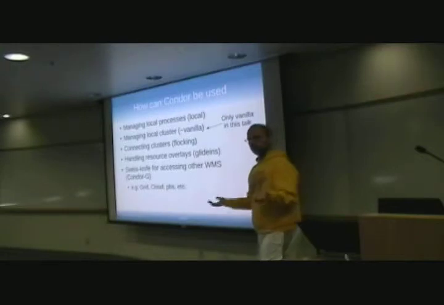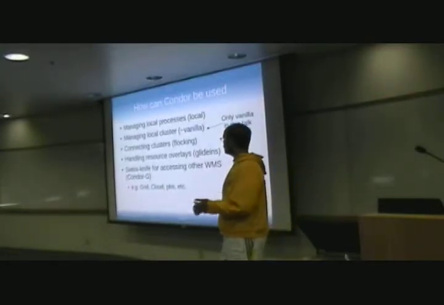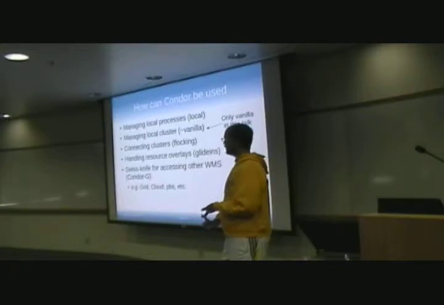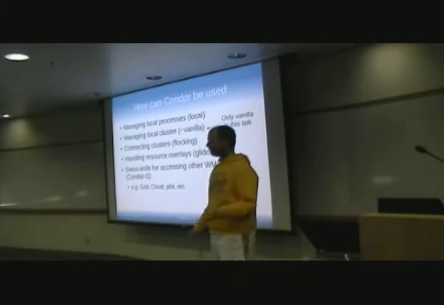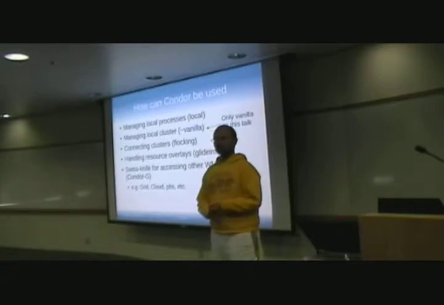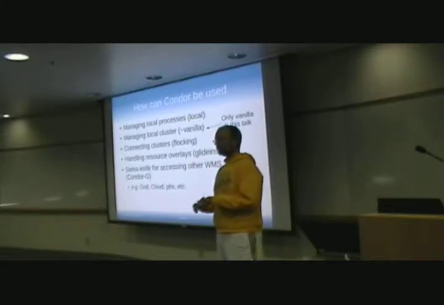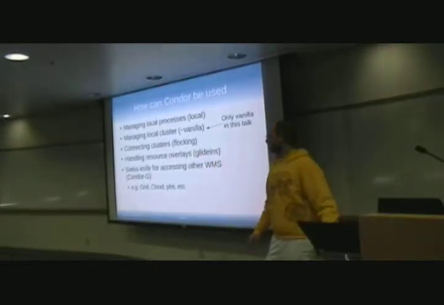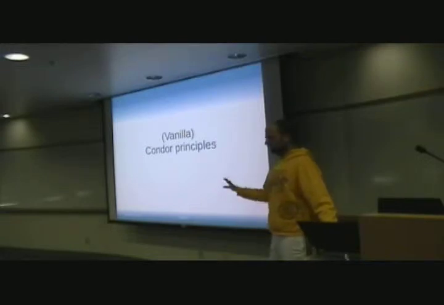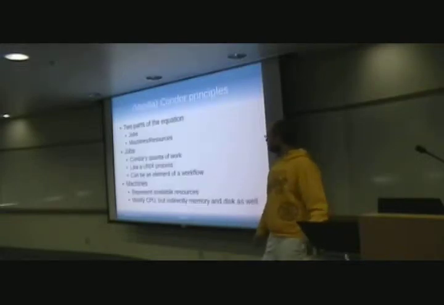So Condor can be used for different purposes. It can be used for managing local processes. It can be used for managing local clusters. It can be used to connect different clusters of local resources. It can handle resource overlays, which is glideins. It can be used for accessing any other batch system, which is essentially Condor-G. And this includes classical grids, as we usually call them, cloud, or even just other batch systems like PBS, LSF, and so on. You can use Condor to submit to PBS. So we'll talk about vanilla in this talk, and let's start with the principles.